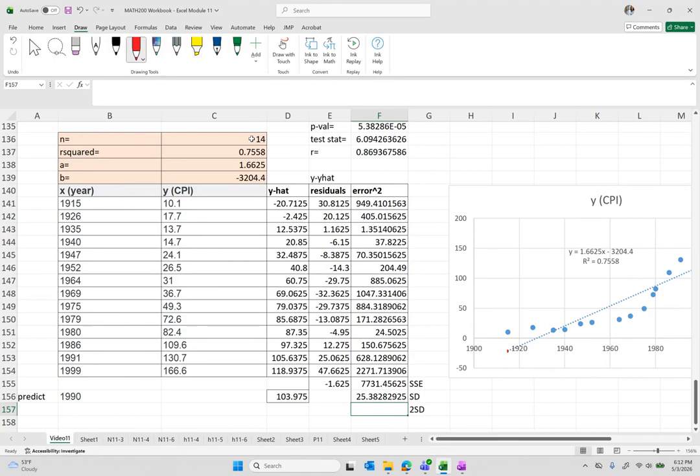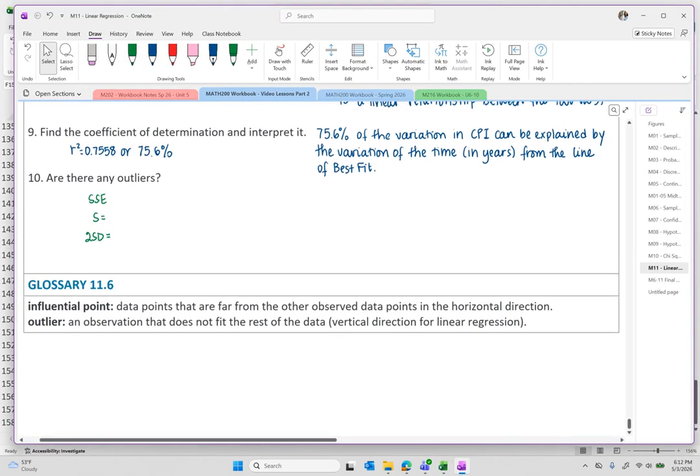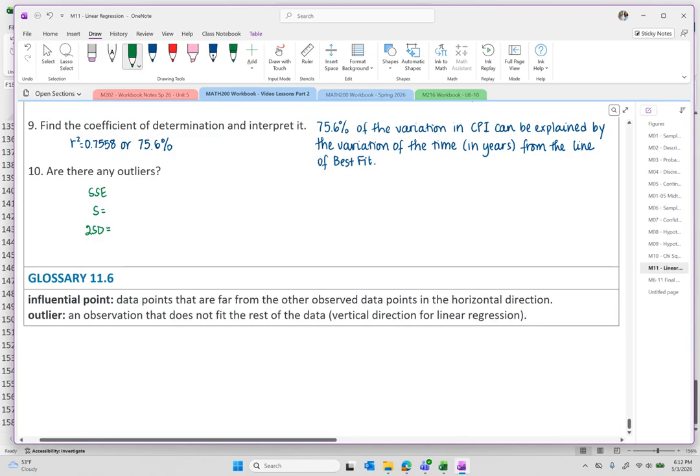This is my standard deviation, about 25.4, and 2 standard deviations will be 2 times this 25.4, and it comes out to be 50.766. So S is about 25.4 when rounded. 2 times the standard deviation is 50.766 approximately when it's rounded.